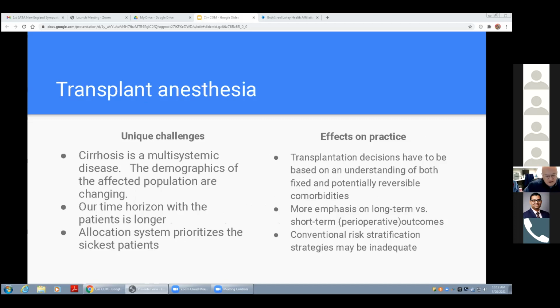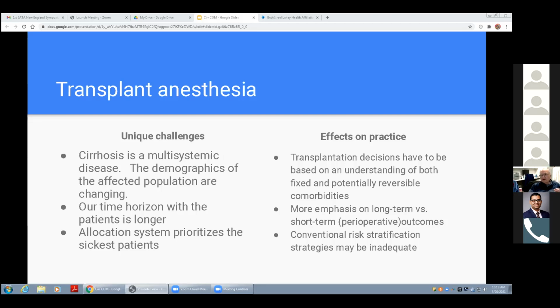A recurrent theme here is that transplant anesthesia is different from your everyday general anesthesia. Transplantation presents unique challenges, and as transplant anesthesiologists, we necessarily think of cirrhotic patients differently compared to our everyday patients. Among the challenges I see are mainly three. Cirrhosis is multisystemic. It affects the brain, the heart, the lungs, the kidneys. And as Florian mentioned, the demographics of our patients are changing. Patients on the transplant list are getting sicker, they're older, and many have lifestyle-associated comorbidities.